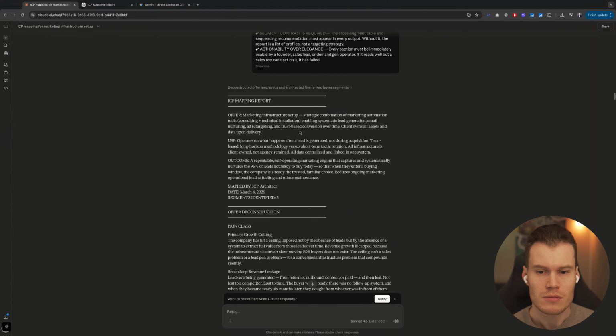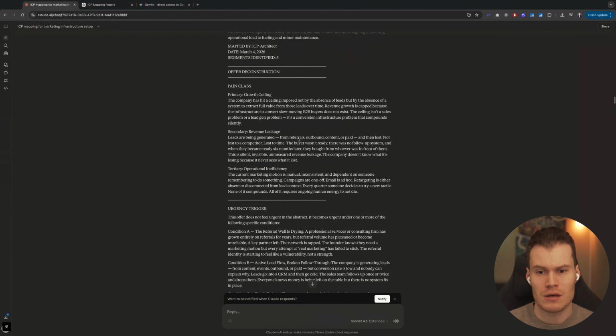So to go into one of these, here you have a sample, and you see that it identified 5 key segments. And one thing that it does is deconstruct the offer in terms of, okay, what's the core thing that it actually does. It's addressing the growth ceiling of a company.